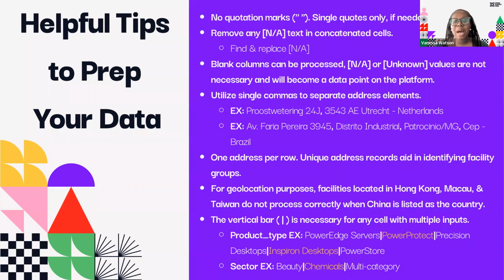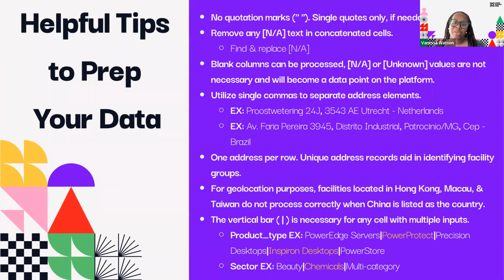To that point, blank columns can be processed. So for any values outside of the required, which are the name, country, and address, if they're unknown, you can simply leave them blank. It's not necessary to add the NA field or the unknown descriptive. When compiling your address, we ask that you use single commas to separate the address elements. And if you look here in the examples, we have addresses from two different regions, one from the Netherlands and Brazil, and their formatting is following that prescription of a single comma and the local address format.